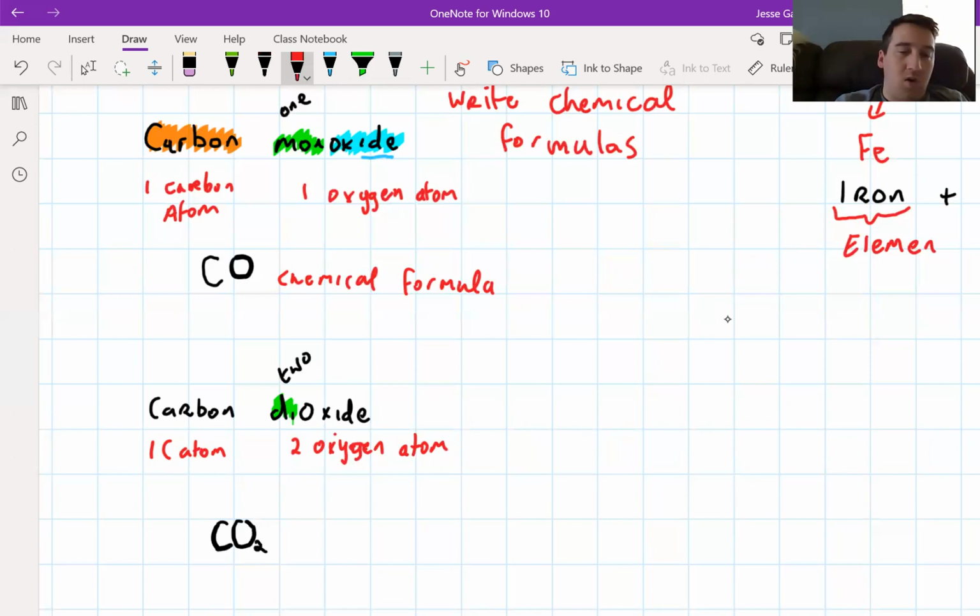This here is called a subscript number. Subscript. So a little number down low, we call this a subscript number. And what it does is it tells us how many of the atom that came before that there are in the formula. Let's have a go at another example here.